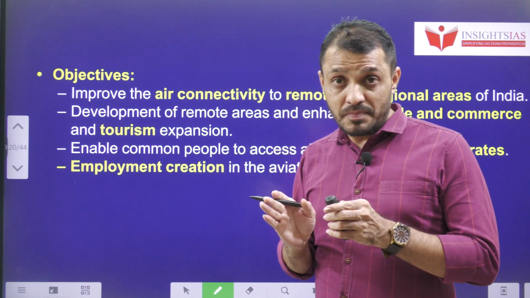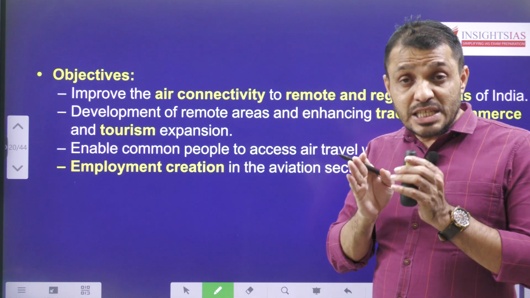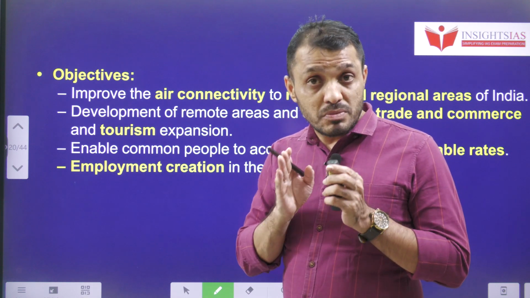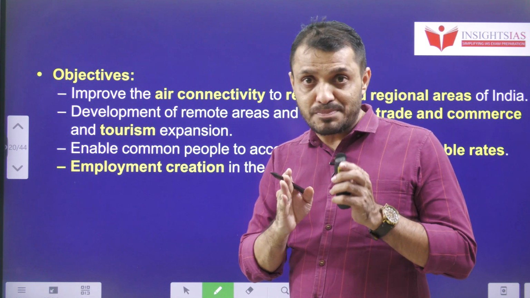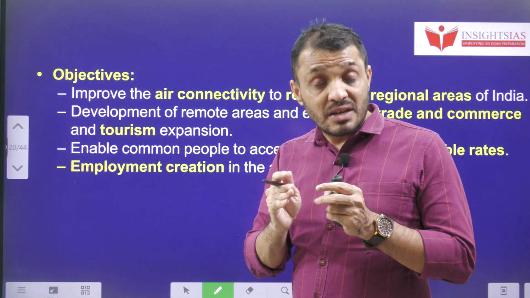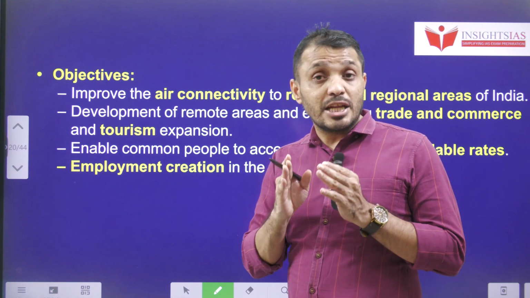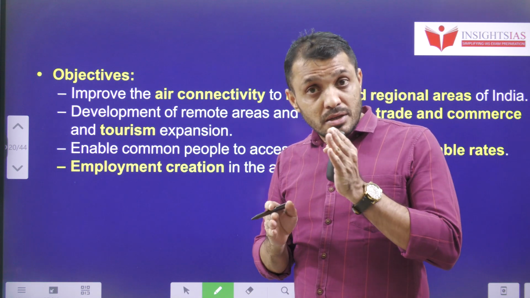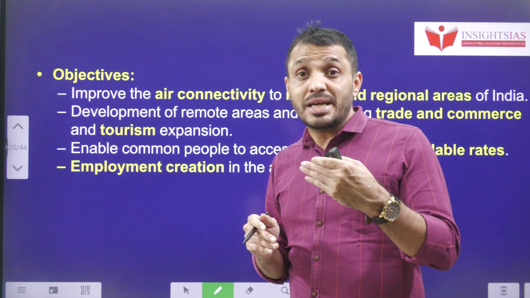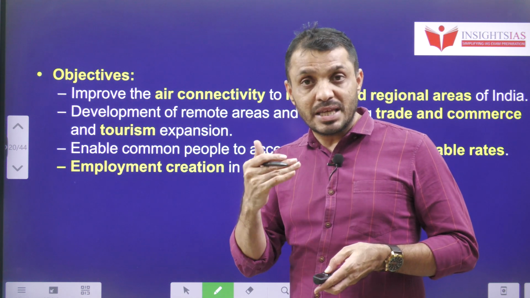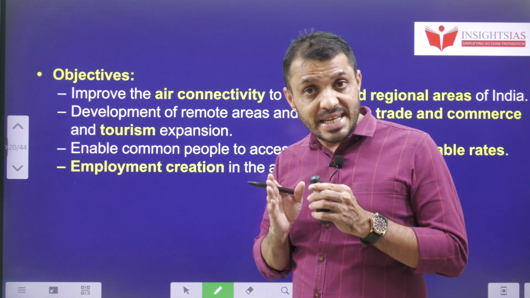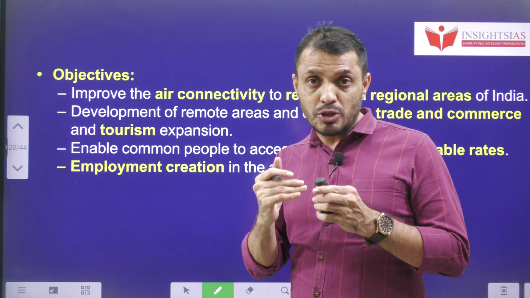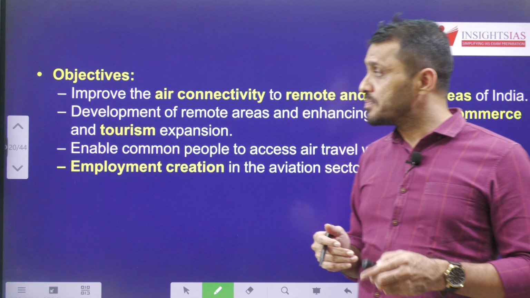So through this scheme, at least 50% of the seats in air carriers have to be offered at a very low price. In this process, if the air carriers incur any losses, those losses will be supported by the Government of India. That money will be given by the Government of India by creating a separate fund for that. Of course, for that fund, even states and UTs also have to contribute.